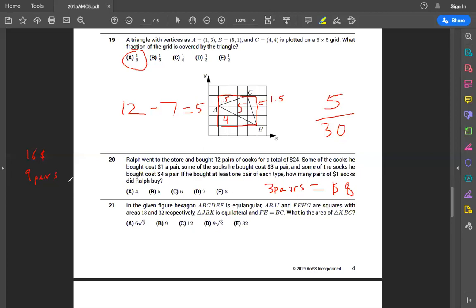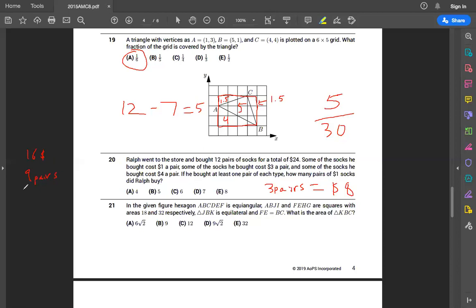And pretty much what we need to do is swap them out for more expensive pairs until we get to 16. So we can swap for a $3 pair, which would add $2, or we could swap for a $4 pair, which would add $3. And we need to add $7. And the only way we can add $7 is to add $3 once and $2 twice.